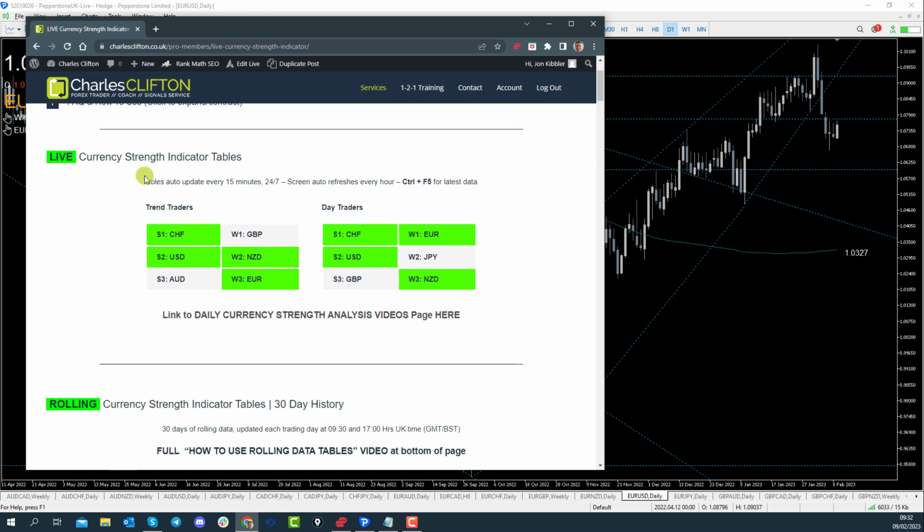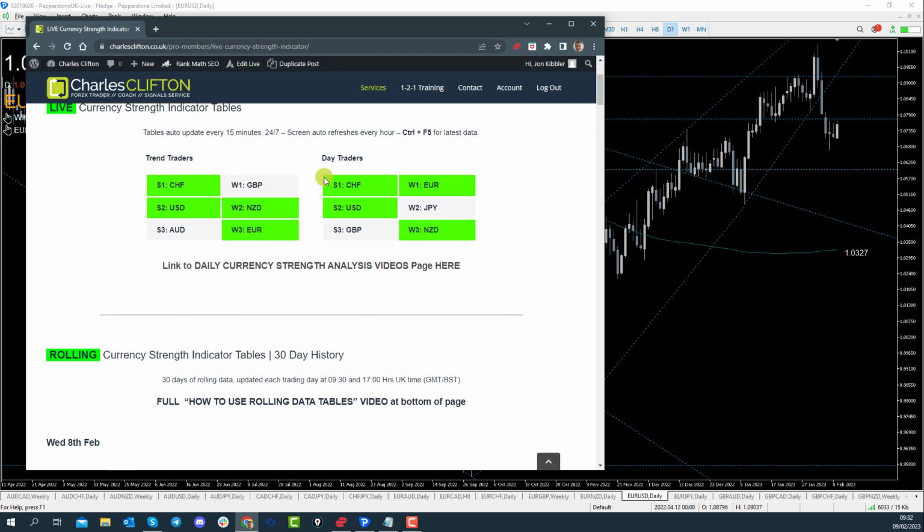The tables auto update every 15 minutes 24/7, meaning that our members can see how the markets stand right now in real time. Now remember, the live currency strength indicator tables take all the work out for us. All we need to do is focus on a few pairs. So what is it showing us today?